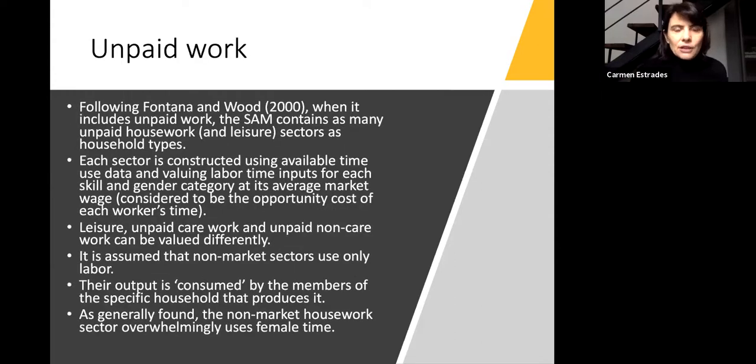And lastly, for the social accounting matrices, the unpaid work. So gender social accounting matrices should have the representation of unpaid work and also leisure sectors. And of course, if we are considering the focus on care, the unpaid housework should be distinguished between care work and other types of work, which is different.